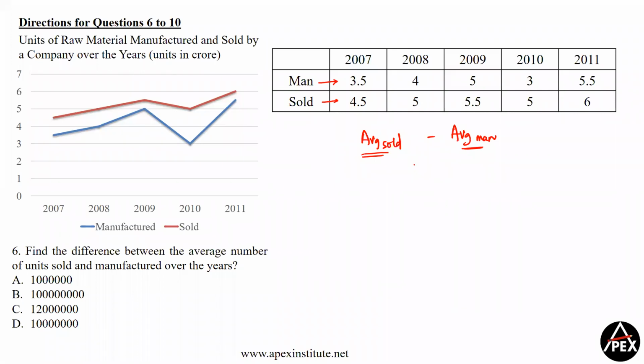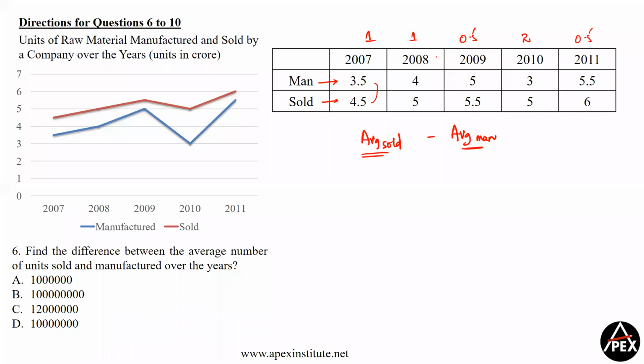Okay. So do we have to do it like that? Instead, what I will do is 4.5 minus 3.5, which is 1. 5 minus 4 is 1. 5.5 minus 5 is 0.5. 5 minus 3 is 2. 6 minus 5.5 is 0.5.